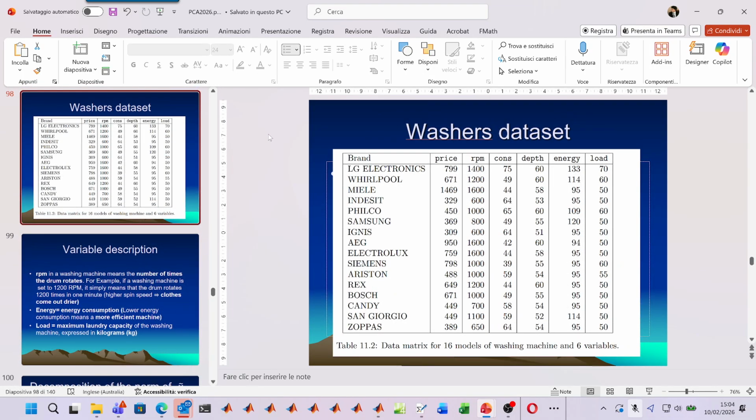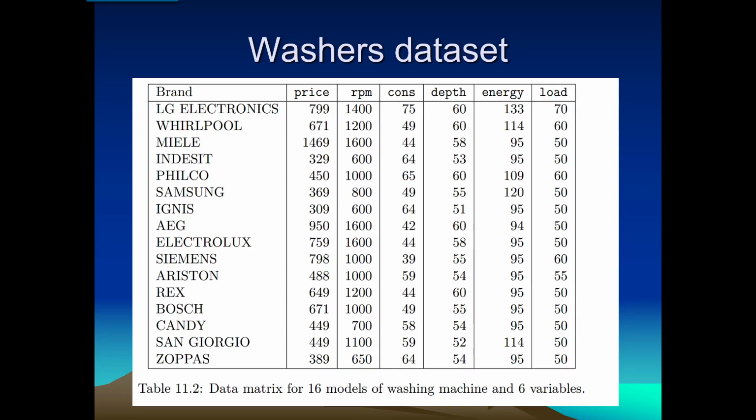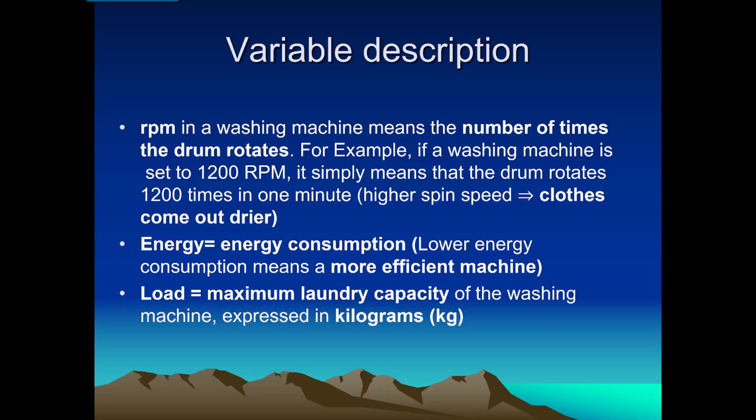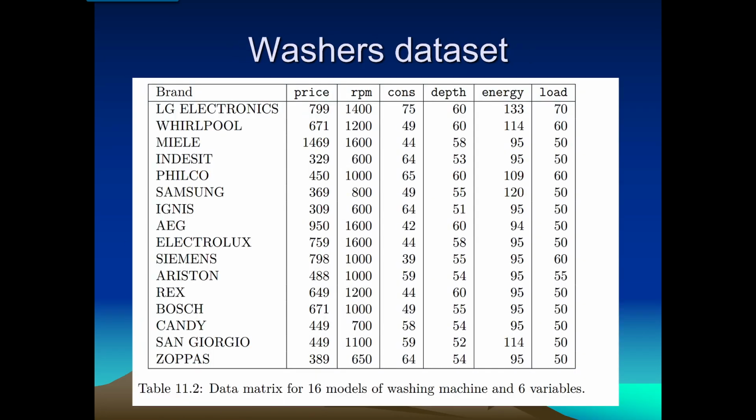Okay. Now, let us see the washers dataset. So there is a set of washing machines and there are 6 variables. For example, RPM. RPM is how many times the drum rotates, right? So the higher, the better is the result. Energy is energy consumption. Of course, here you want something which has low energy consumption and maybe maximum laundry capacity, right? Then all the others, price, depth, load, energy, yes. So these are the 6 variables.